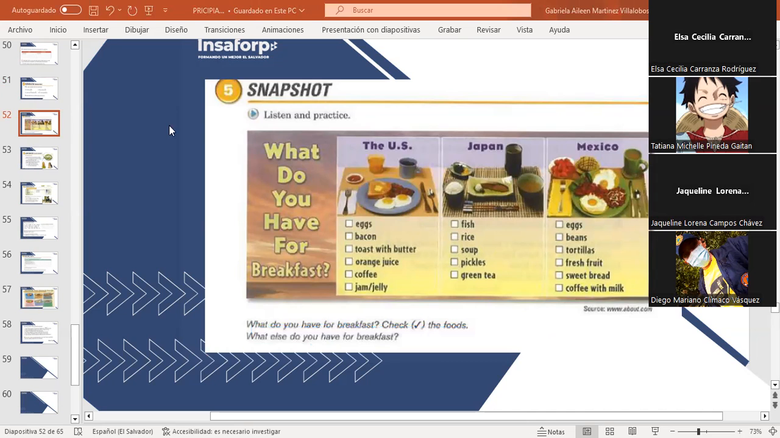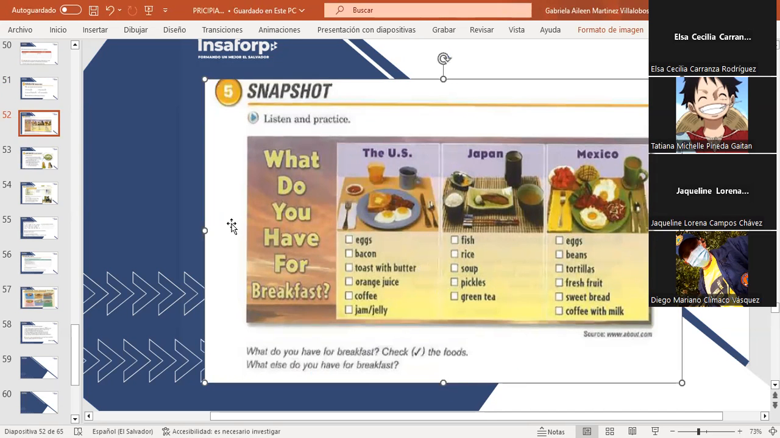Okay, this is information about breakfast. What do you have for breakfast? In the US, people have eggs, bacon, toast with butter, orange juice, coffee, jam, or jelly. In Japan, people have fish, rice, soup, pickles, and green tea for breakfast. In Mexico, people have eggs, beans, tortillas, fresh fruit, sweet bread, coffee with milk.